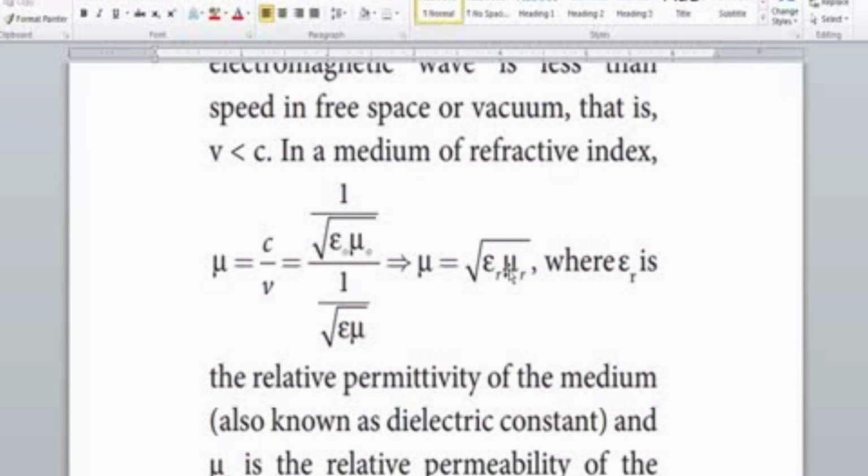So we relate the velocity of electromagnetic waves in two different mediums. You can take any one medium and compare it with the velocity of light in vacuum.